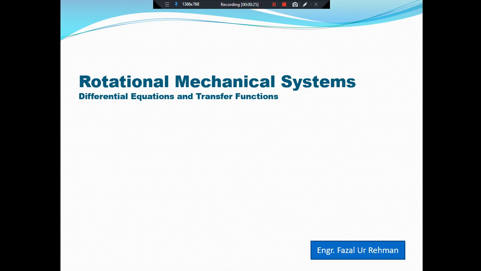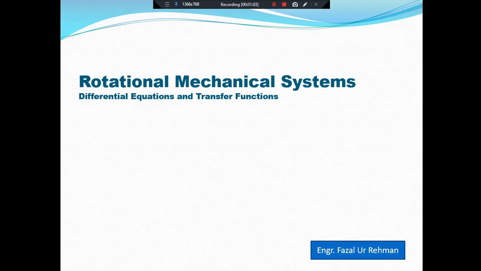The difference between the two systems is that in the translational system we deal with force, while in the rotational mechanical system we deal with torque. The second difference is that in the translational mechanical system we are concerned with translational displacement, and in the rotational mechanical system the output is the rotational angular displacement. The rest is the same for the translational and rotational mechanical systems.